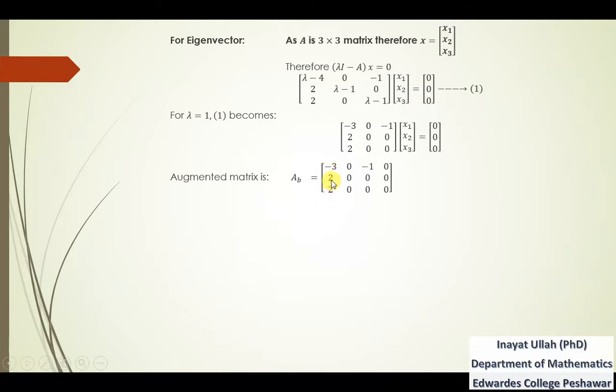So we need to make this and this element 0. How could we make this and that element 0? By these two operations: row 2 plus 2 by 3 row 1, and row 3 plus 2 by 3 row 1. Whenever you perform these two operations, we will get this matrix. Changes will occur in row 2 and row 3.